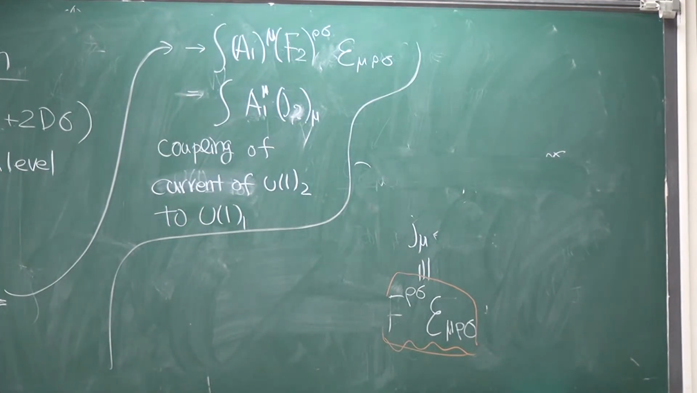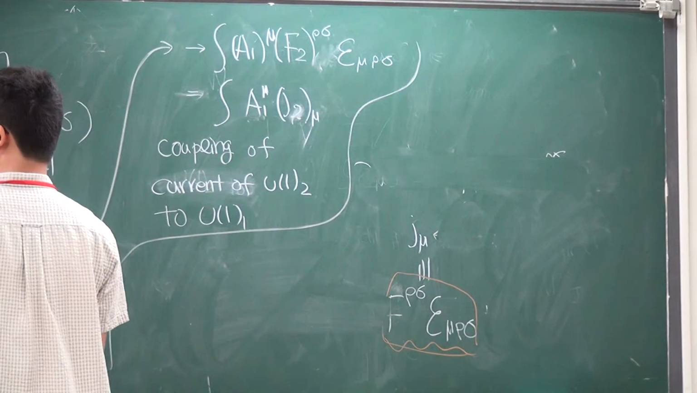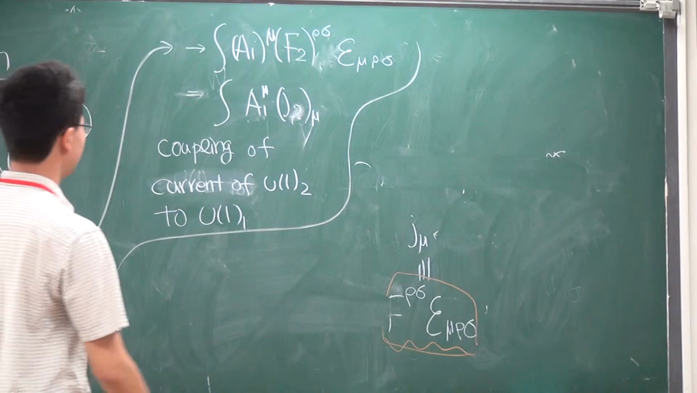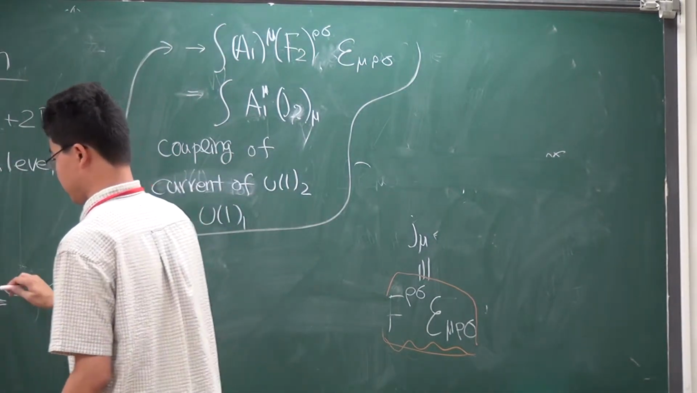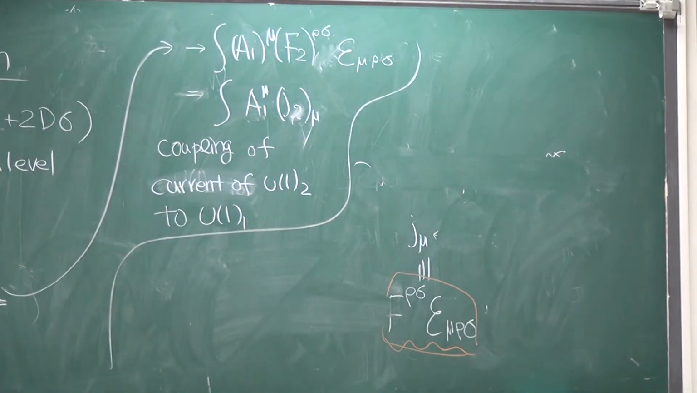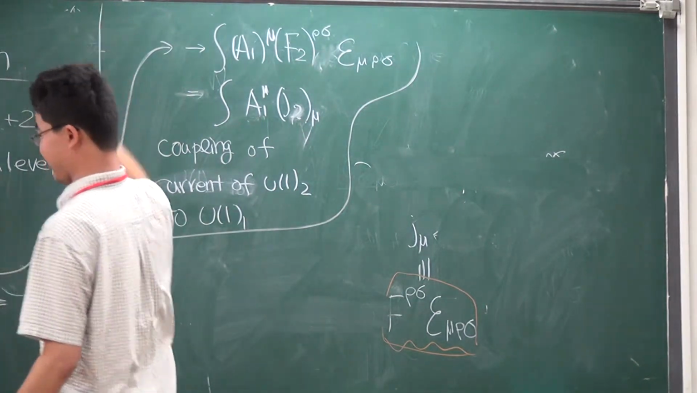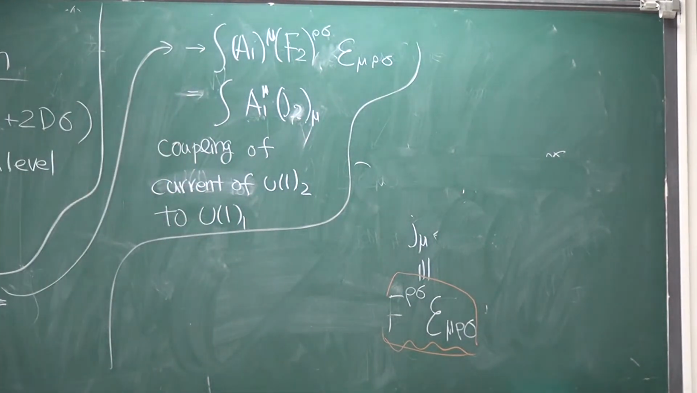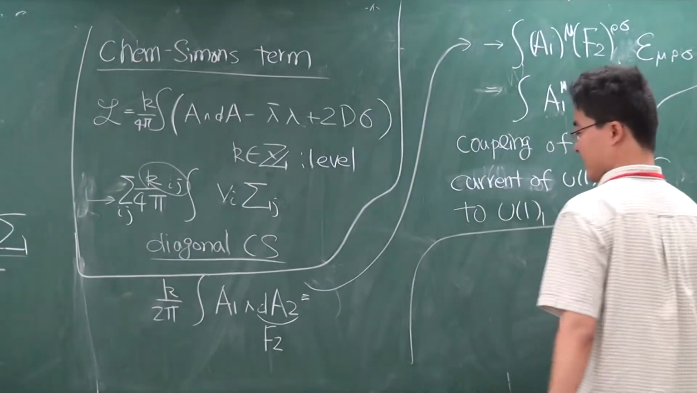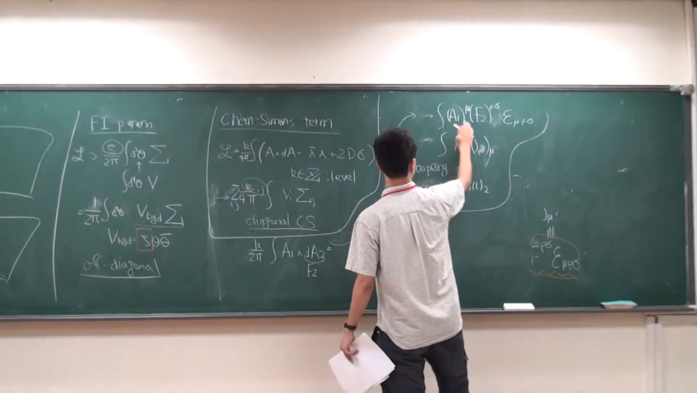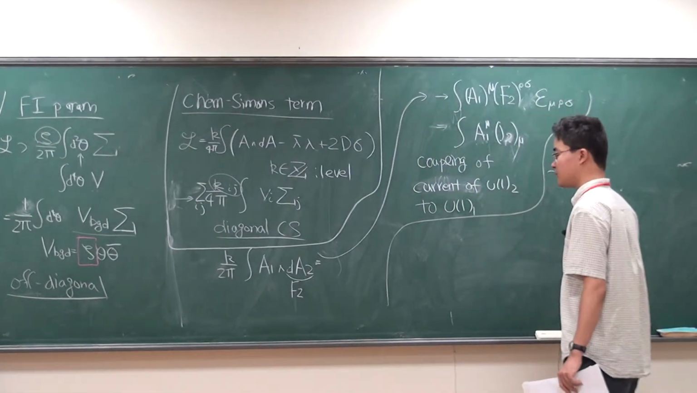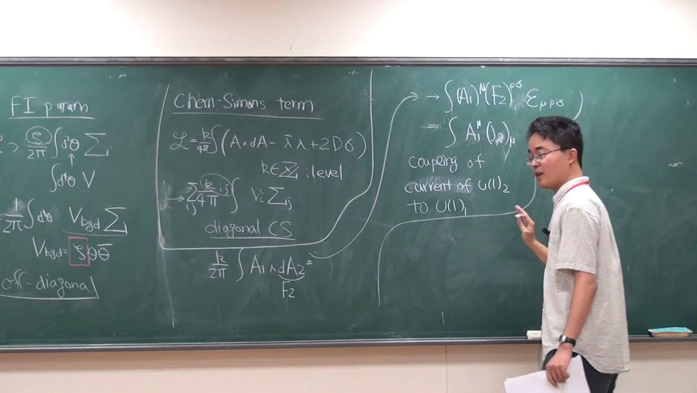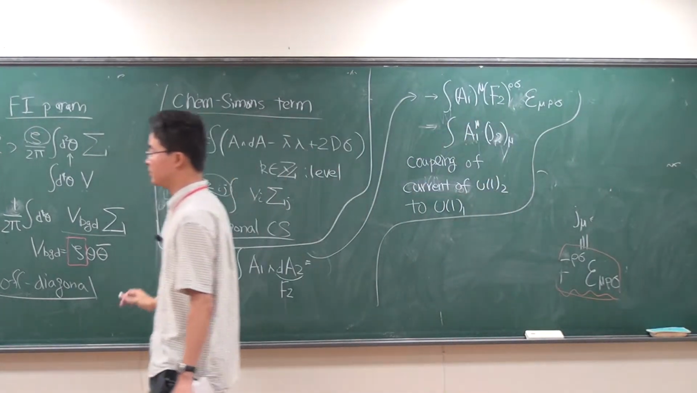So off-diagonal Chern-Simons term could be written as this combination, which is an off-diagonal Chern-Simons. So maybe this is off-diagonal. So probably I should write it this way, such that this is the off-diagonal term. Sorry about that. But this off-diagonal contribution is complete. And then you can compare this to what happens here.